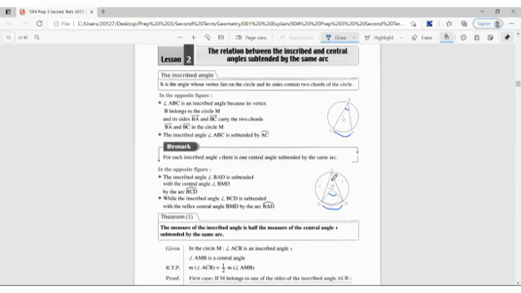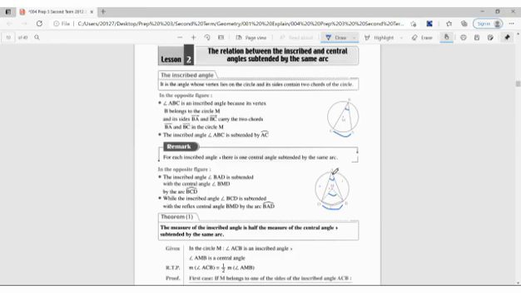Okay, in the same figure, is angle BAD an inscribed angle? Yes, it's an inscribed angle. Why? It's an inscribed angle because its vertex lies on the circle.